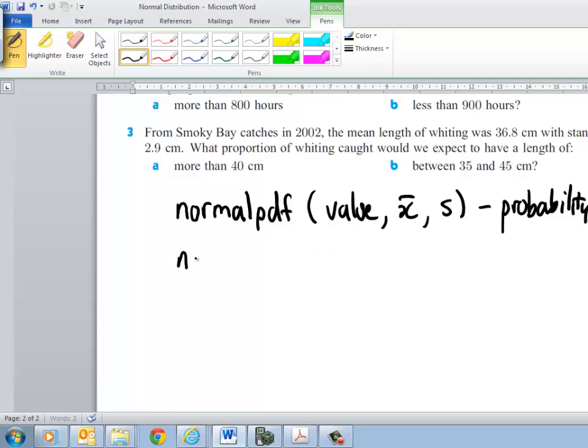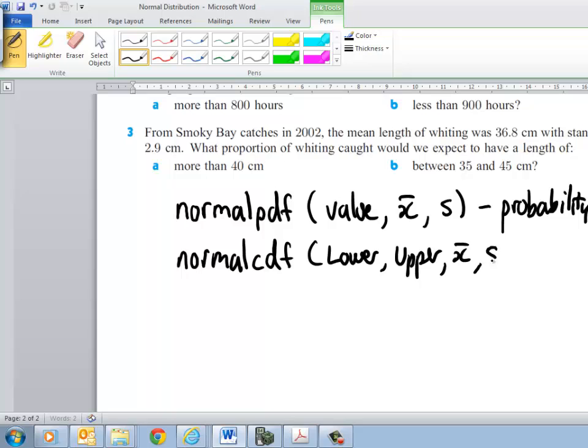Now, if you're looking for a range of values, unlike the binomial probability, the CDF here, you have your lower value, then you have your upper value, then you have your mean, and then you have your sample standard deviation. Now, if we don't have a lower value, what we generally use is minus e to the 99. And if we don't have an upper value, we generally use e to the 99. All right, so I'll show you how that looks on the calculator.